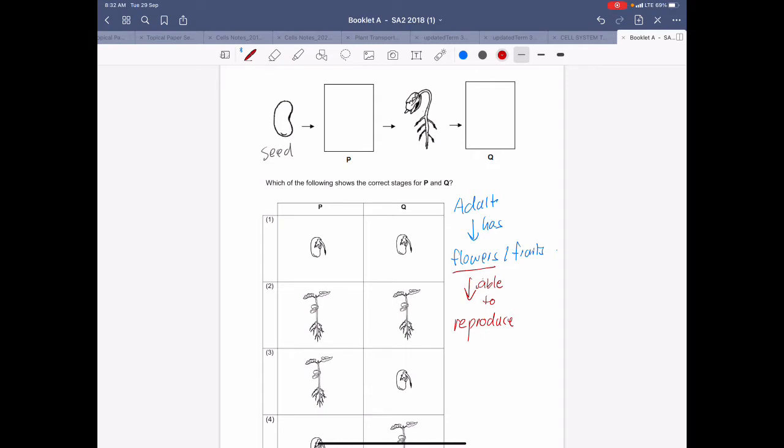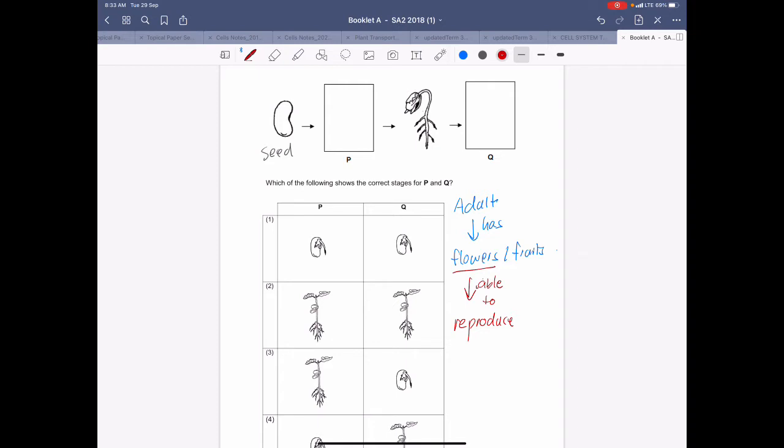So I'm glad that you all pointed it out and said something about size. No, it's not about size. It's about what you see in the picture. So you're looking out for things like flowers, fruits. Be very careful.